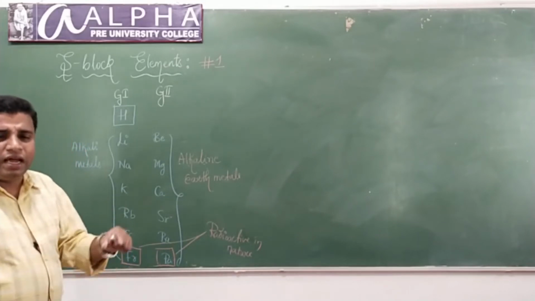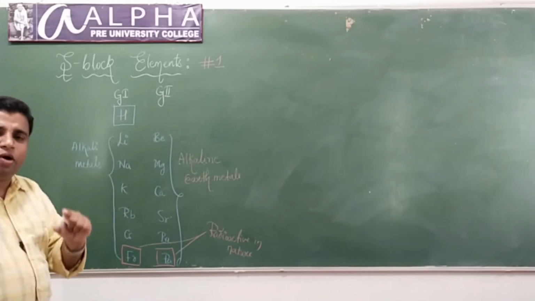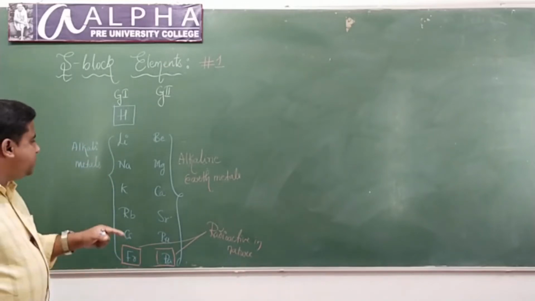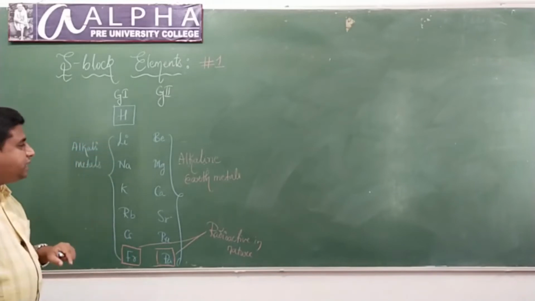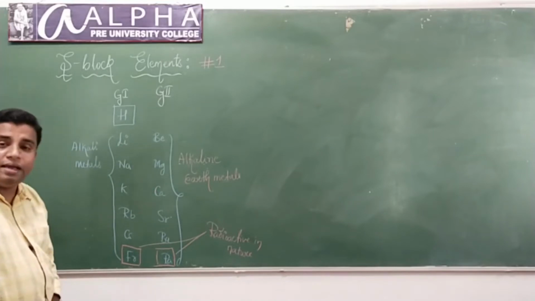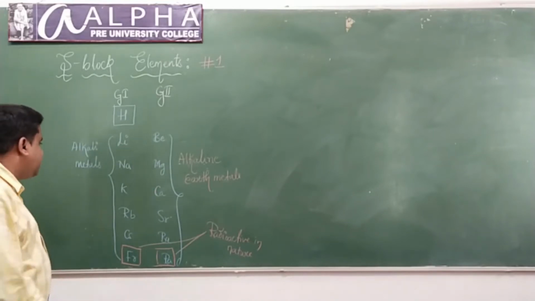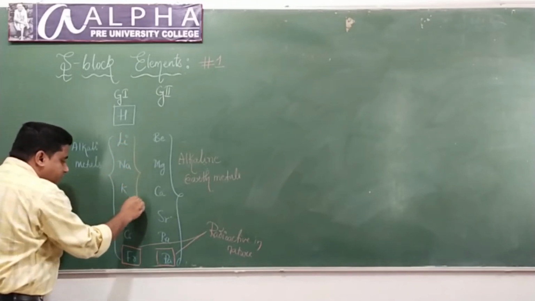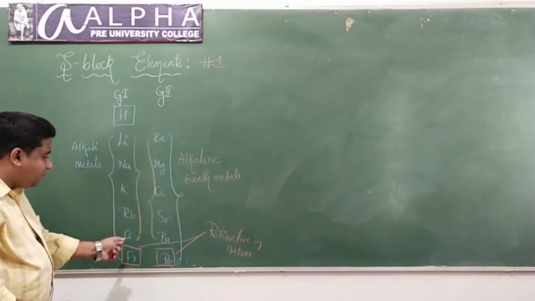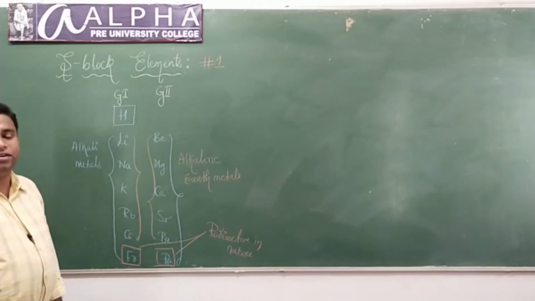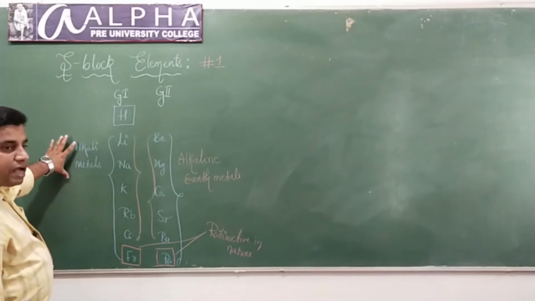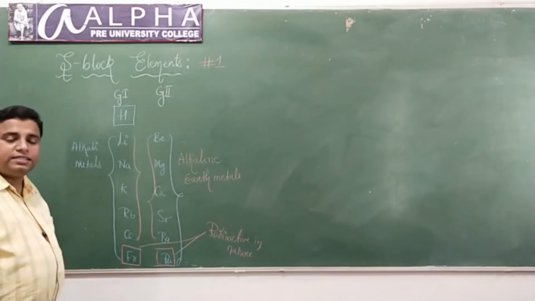So whenever we are dealing with physical properties, chemical properties, or chemical reactions, we will be talking only about the elements from lithium to cesium of alkali metals, and beryllium to barium of alkaline earth metals. So we will concentrate on these elements, lithium to cesium and beryllium to barium. Note, francium and radium are radioactive in nature. Group 1 elements are called alkali metals, group 2 elements are called alkaline earth metals.